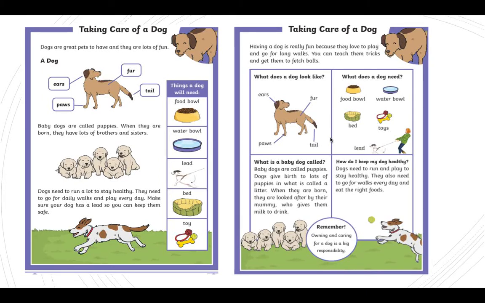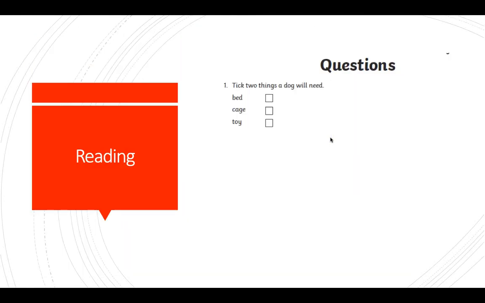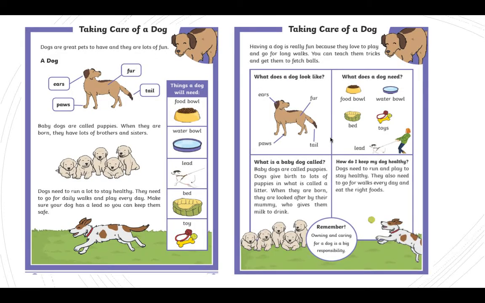Okay, well done. We're going to have a go at the questions and we're going to work through them all together. So, question 1, tick 2 things a dog will need. Now, before you tick anything, we need to check on the reading that we're getting the right answers. So we need to look back at our reading sheet and find the part that's relevant to the question, the part that we need. So I want you to have a look on your sheets and find where it talks about things a dog will need.